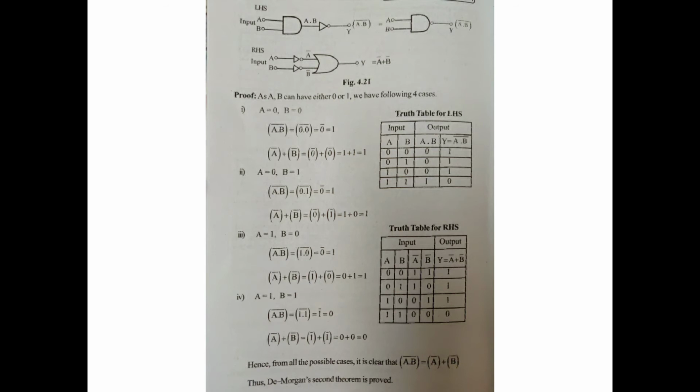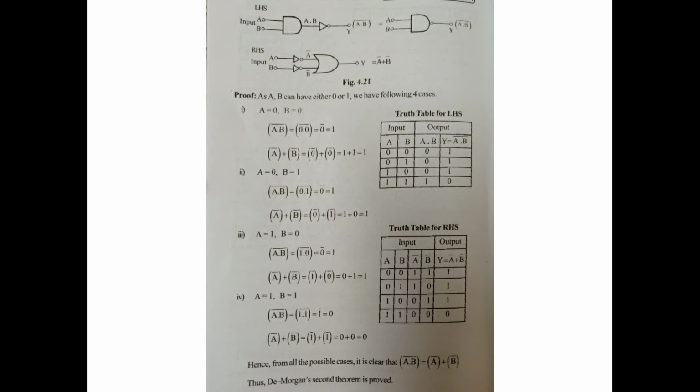So next, for the right hand side truth table, A, B, A bar, B bar, and output will be y is equal to A bar plus B bar. When a is equal to 0, b is equal to 0, a bar equals 1, b bar equals 1, and y equal to a bar plus b bar is equal to 1. When a is equal to 0, b is equal to 1, a bar is equal to 1, b bar is equal to 0, and y is equal to a bar plus b bar equals 1.